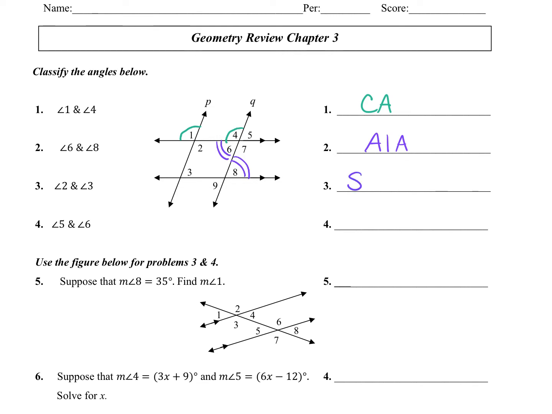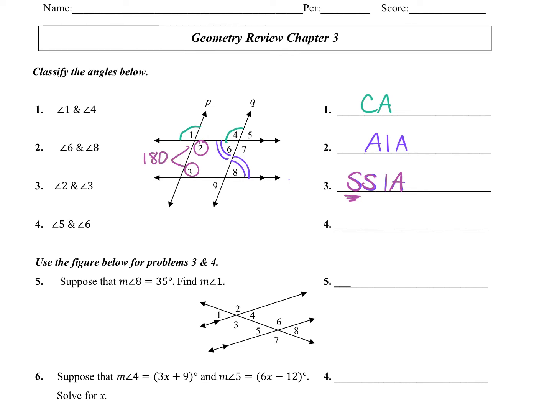What do you know about same side interior angles? They equal 180. They're supplementary. They are supplementary, right? The S one is the supplementary one. So same side interiors, 2 and 3, those are going to add up to 180.